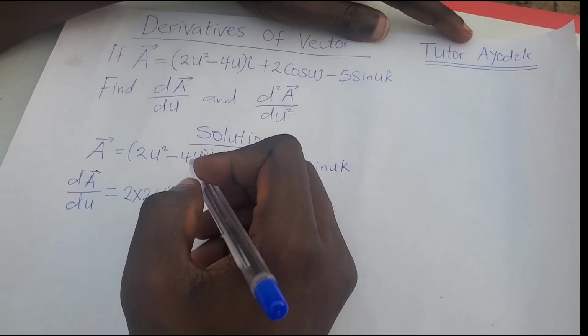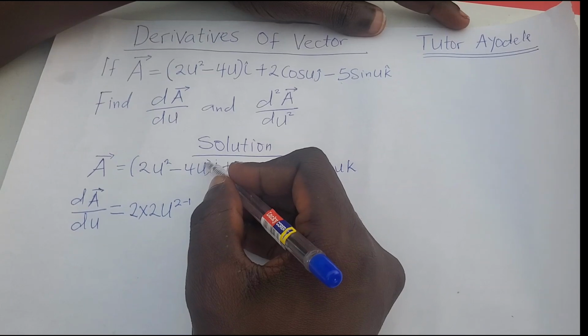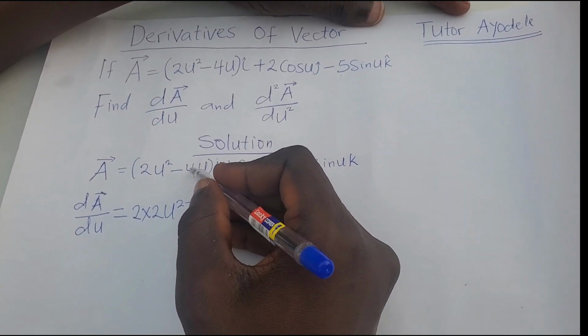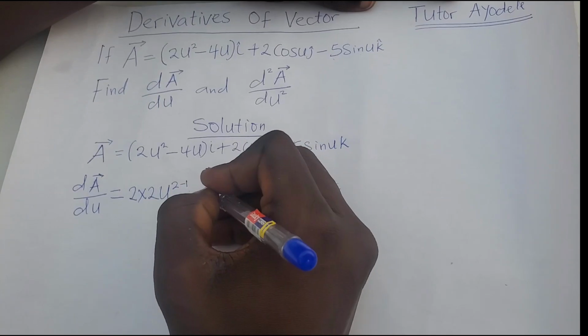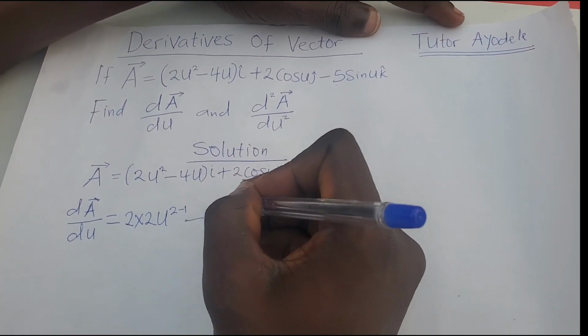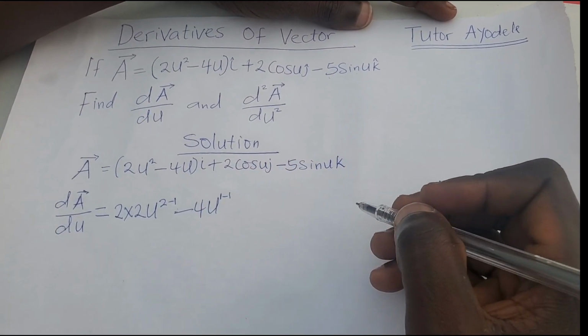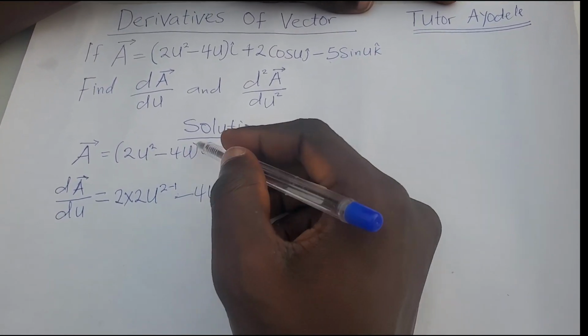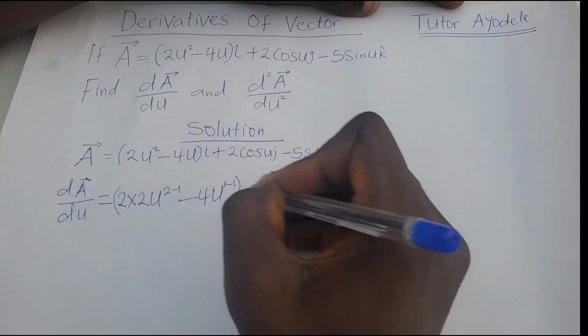Mind you, this u here has a power of 1, right? If I use 1 to multiply this 4, it will still give me 4. Let me write this, minus 4. But if I now subtract 1 from that power, this u has a power of 1 before, so if I subtract 1 from it, it will become 1 minus 1. I hope we are following. But mind you that everything here is multiplied by i. So I will do it like this, i.